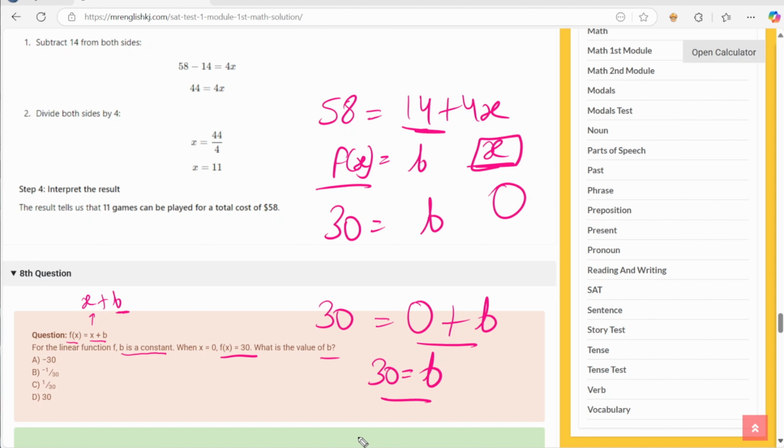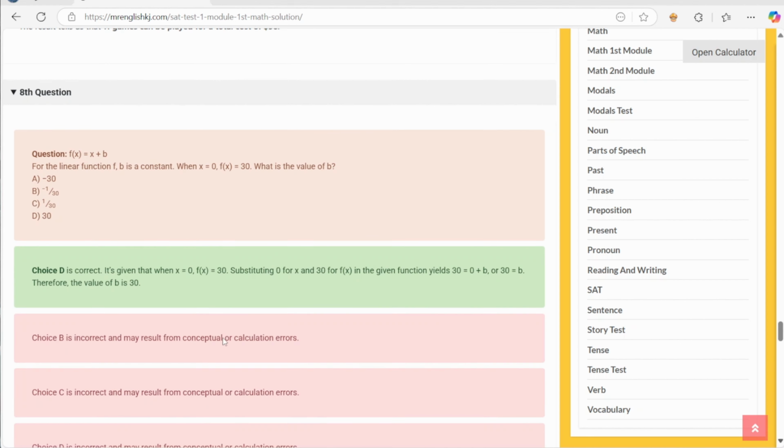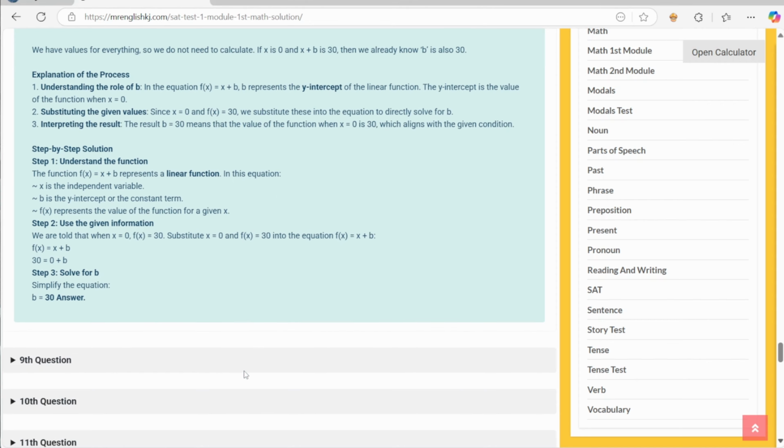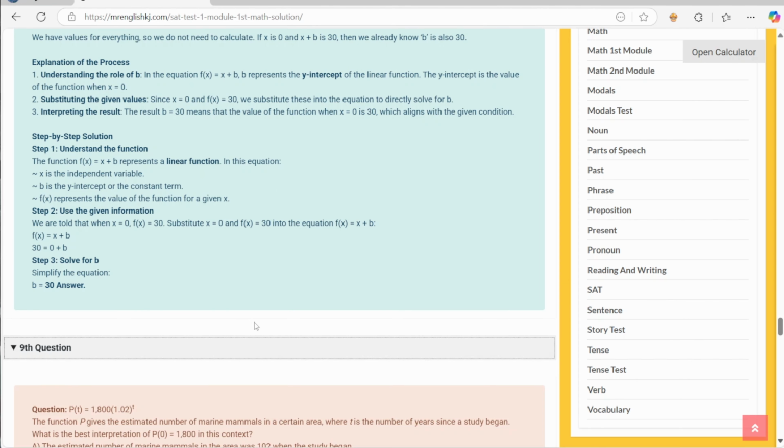Okay. You can see the correct one here, Option D. You can see the explanation here, step by step, in a simple way. You can read and understand everything. Okay, all the things are here. You don't need the Desmos calculator for this, obviously, because it is already solved.